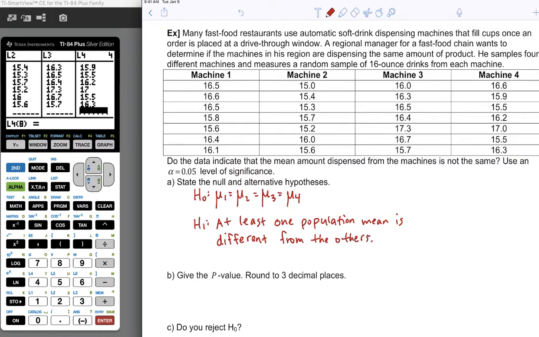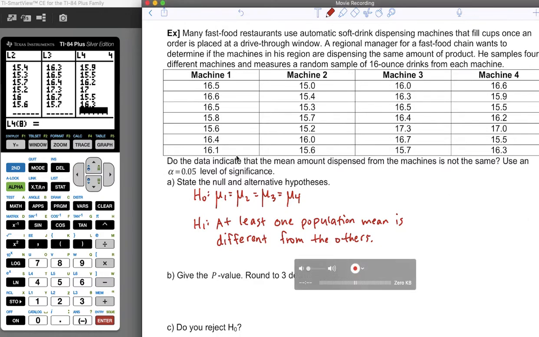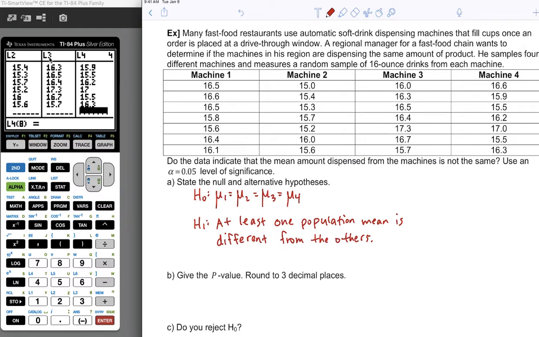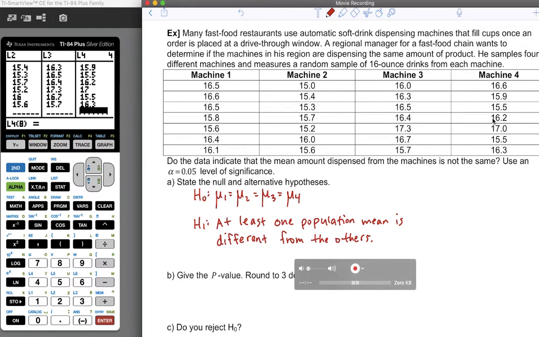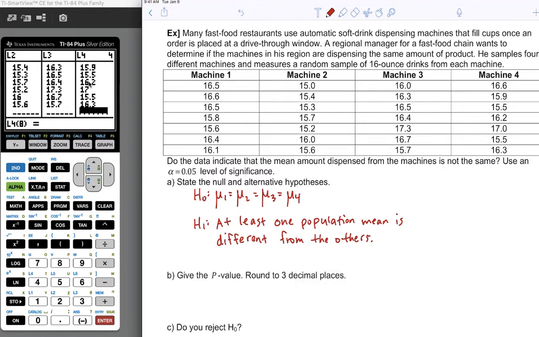So to do the ANOVA test, we first have to enter the data into lists. Because we have sample data from 4 different populations, you do have to use 4 different lists. I've already typed these into the calculator just to save a little bit of time, so you might want to pause and type them in. I've used list 1, 2, 3, and all the way up to list 4. So all the sample data from the 4 populations go into 4 separate lists.